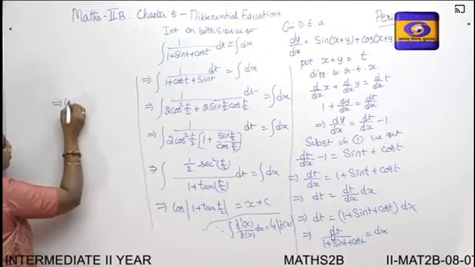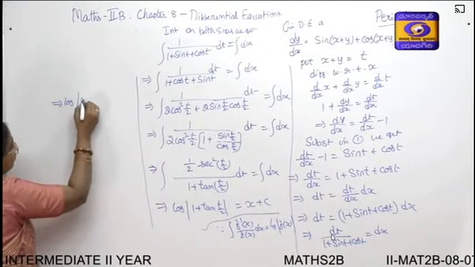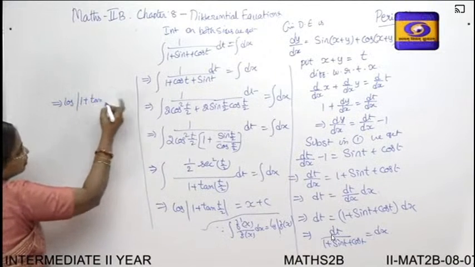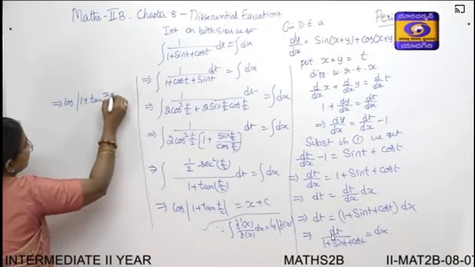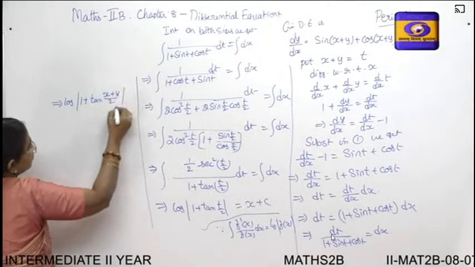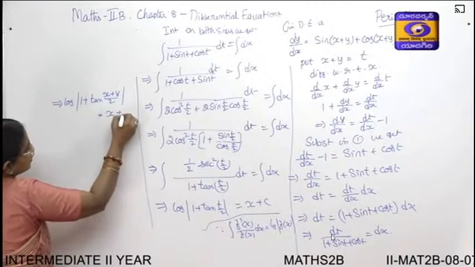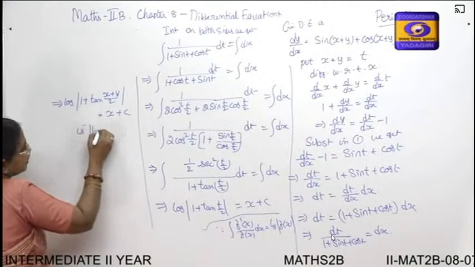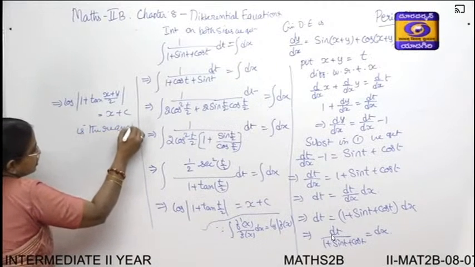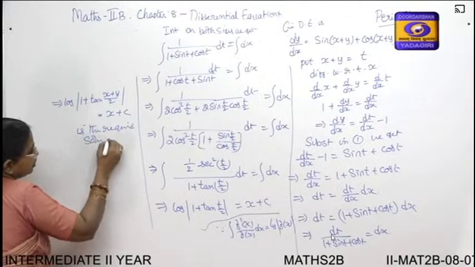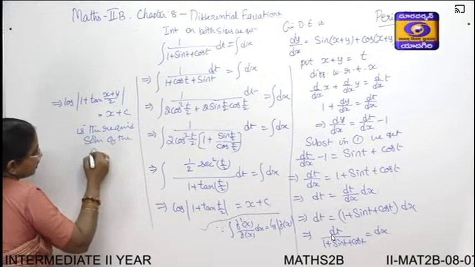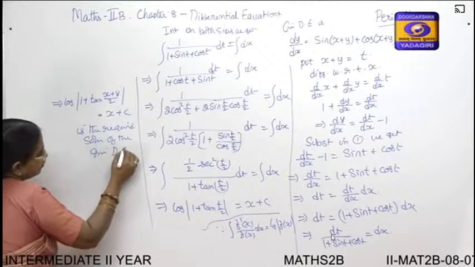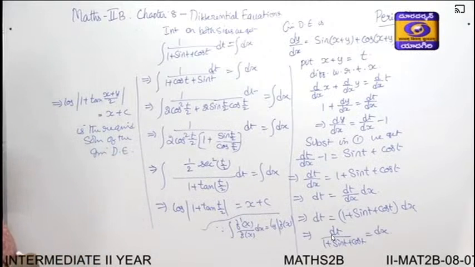Your solution is complete. So in place of t, log of 1 plus tan of t by 2, what is t? It is x plus y. So log of 1 plus tan of (x plus y) by 2 is equal to x plus c, which is the required solution of the given differential equation. So like this you have to do.